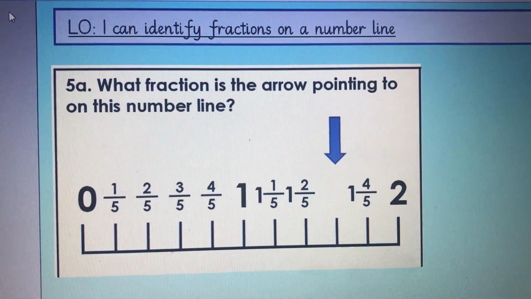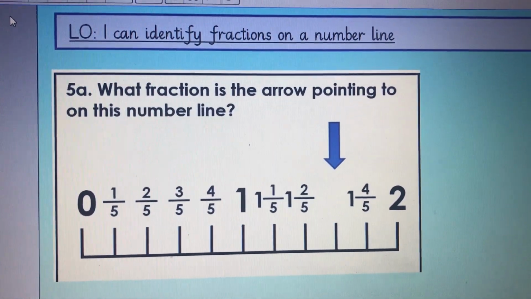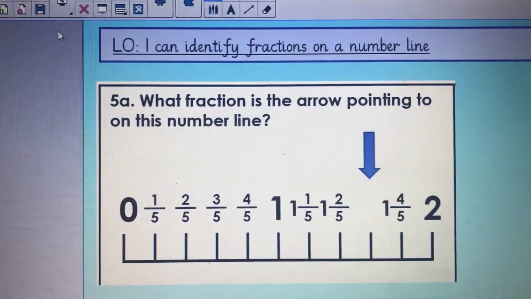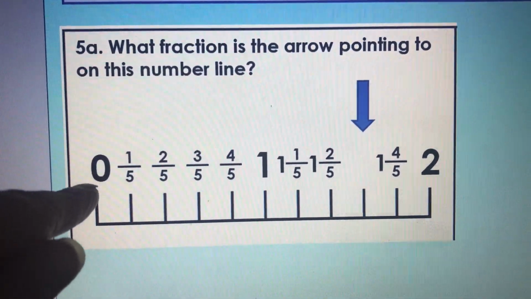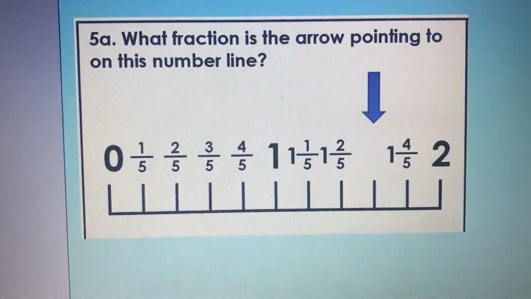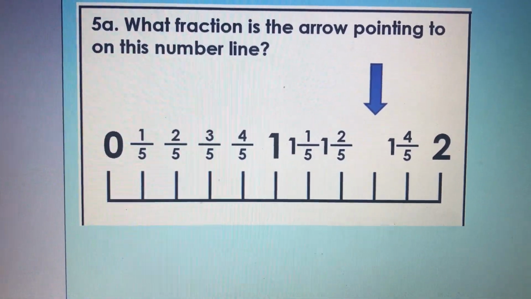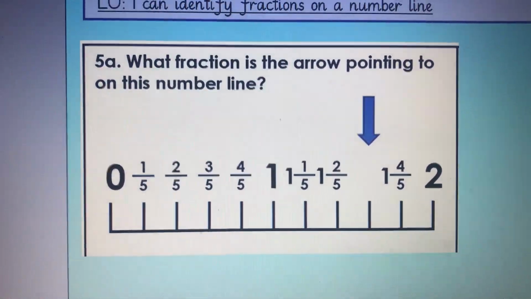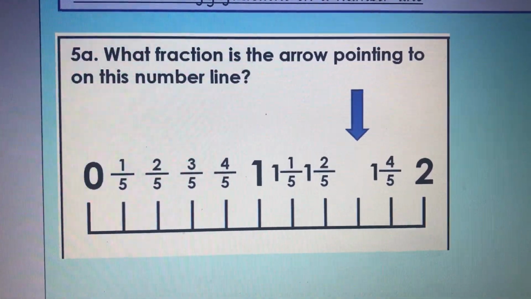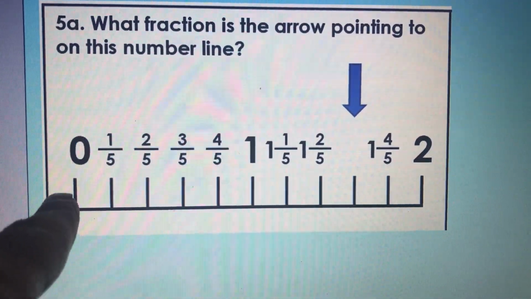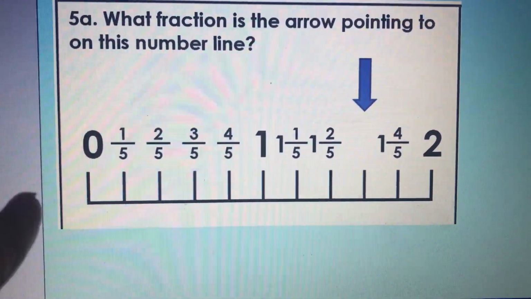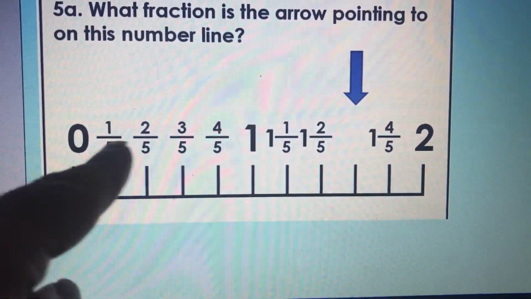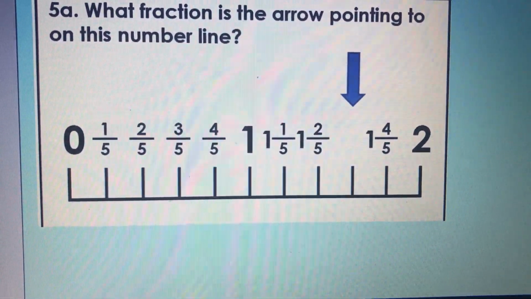And the tip I am going to give you is to always look at the denominator of the fractions in this kind of question. You can see on this number line here, you've got your whole numbers, 0, 1 and 2, and the fractions all have the same denominator. In this case, it is fifths. And something else that's important to notice is that because the denominator is fifths, there are 5 sections between each of the whole numbers. So between 0 and 1, there are 5 sections.